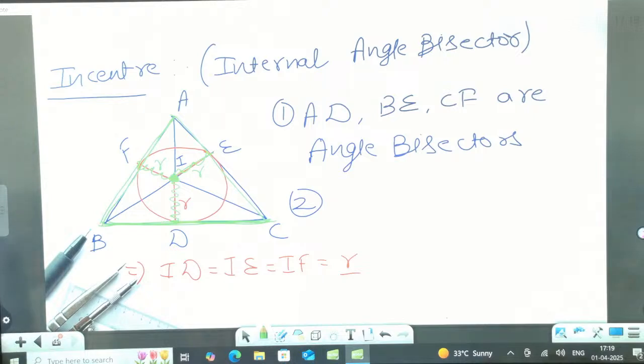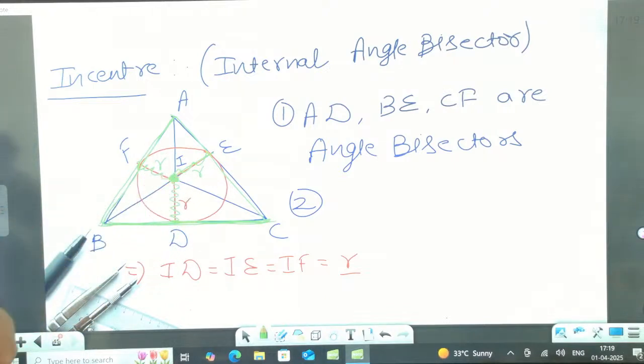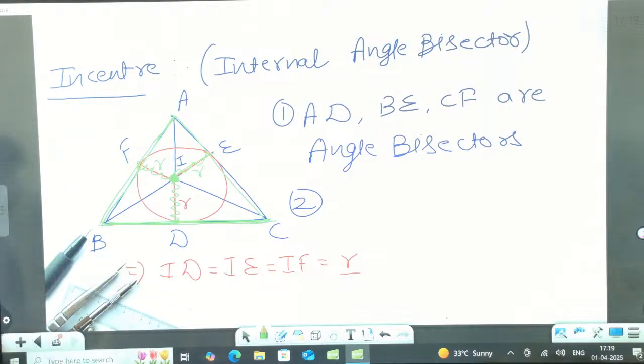Okay, so they ask this type of question in the theory part. Now is this understood by you? Any problem in this? Okay, so you have to remember two things. First one is that the incenter is equidistant from the sides, and the second, the main thing, is it is the internal angle bisector. How it works?